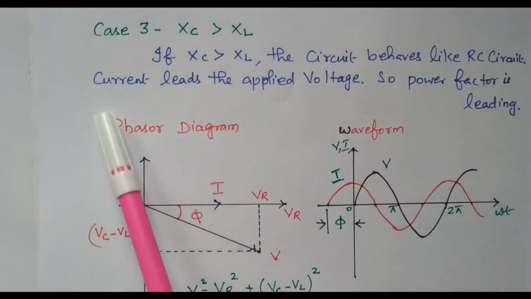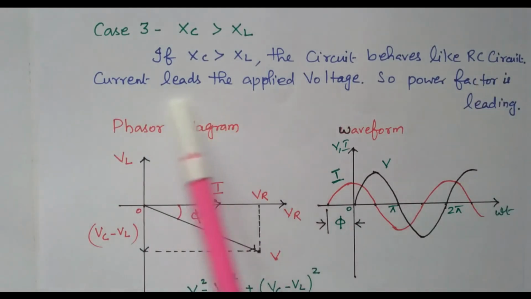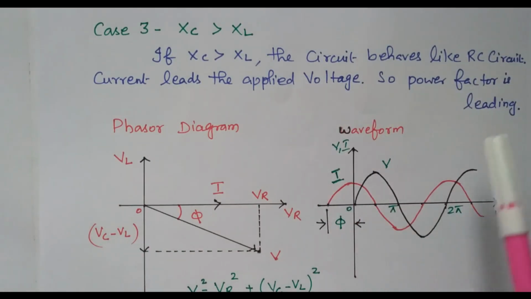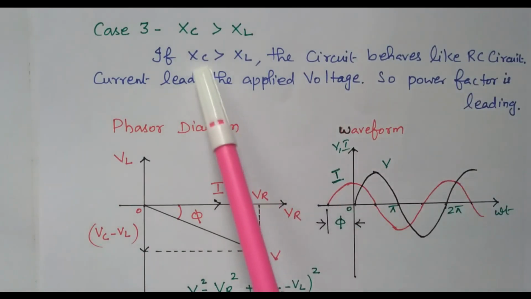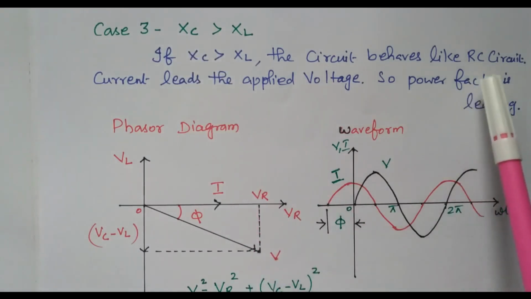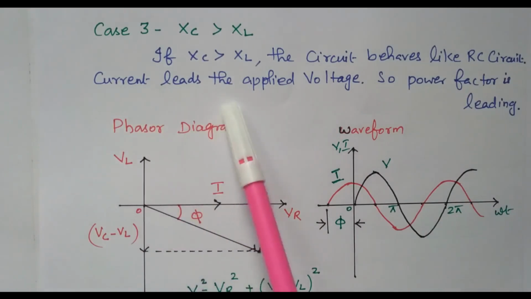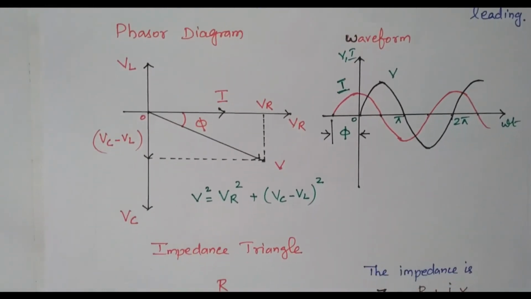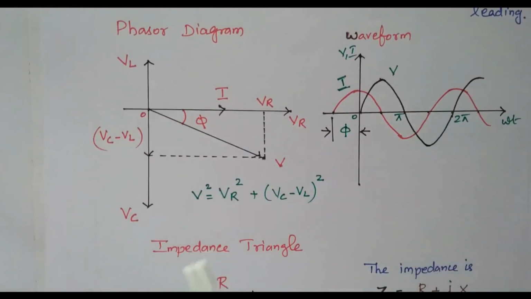A capacitive circuit means the current is leading the voltage. Current is leading the applied voltage, so the power factor is also leading. Due to more capacitive reactance, the circuit acts as an RC circuit. So the current leads the applied voltage and the power factor is leading. Based on that, we have the phasor diagram and waveform.